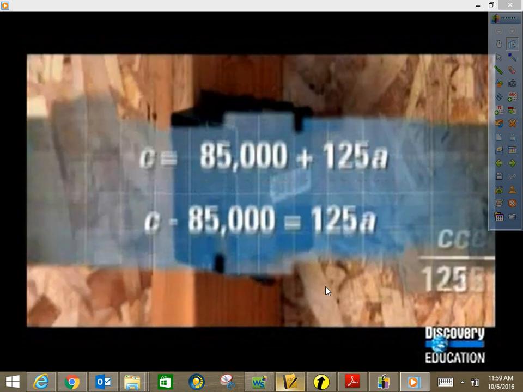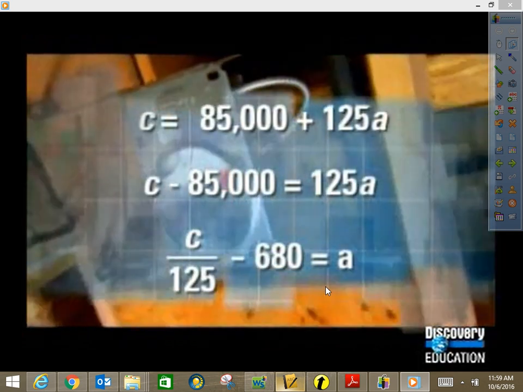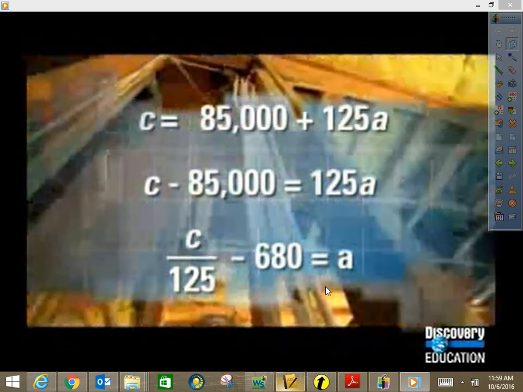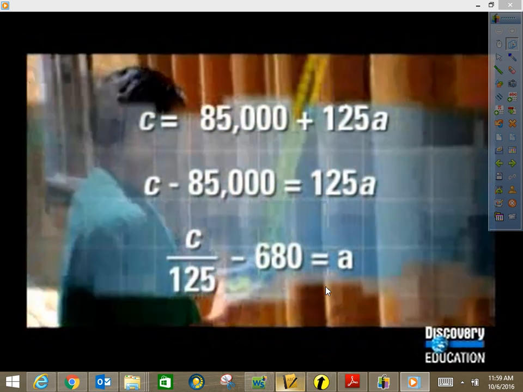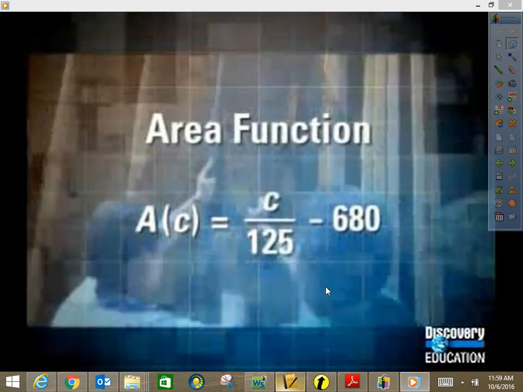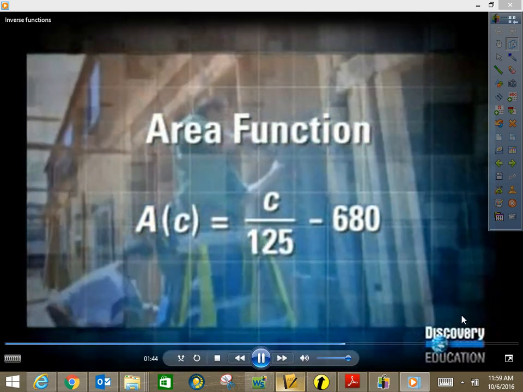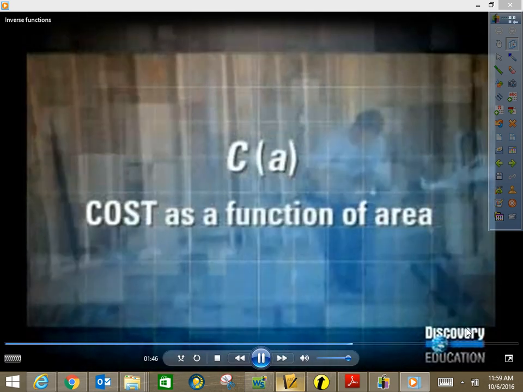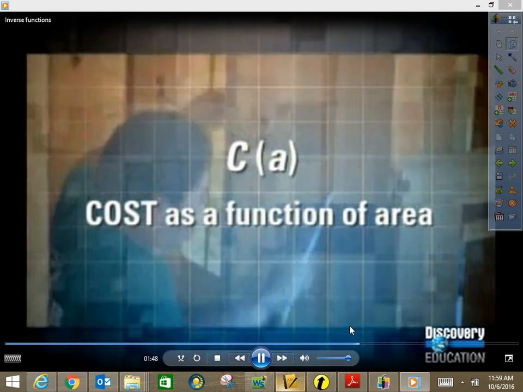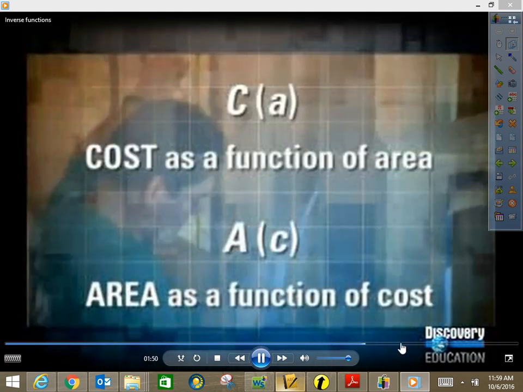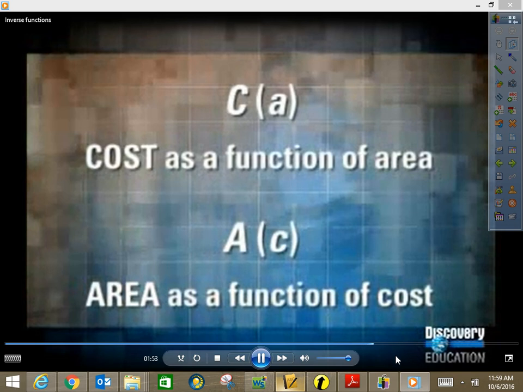Finally, divide both sides by 125. This now gives us area as a function of cost. We can call this function the area function, noted with a capital A. The cost function and the area function are inverses. C of A will tell us the cost of a home with a given area, while A of C will give us the area for a given cost.